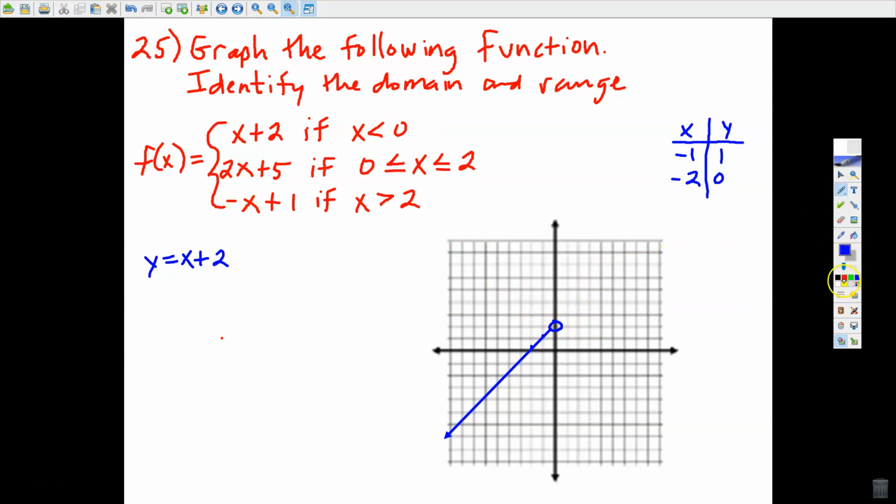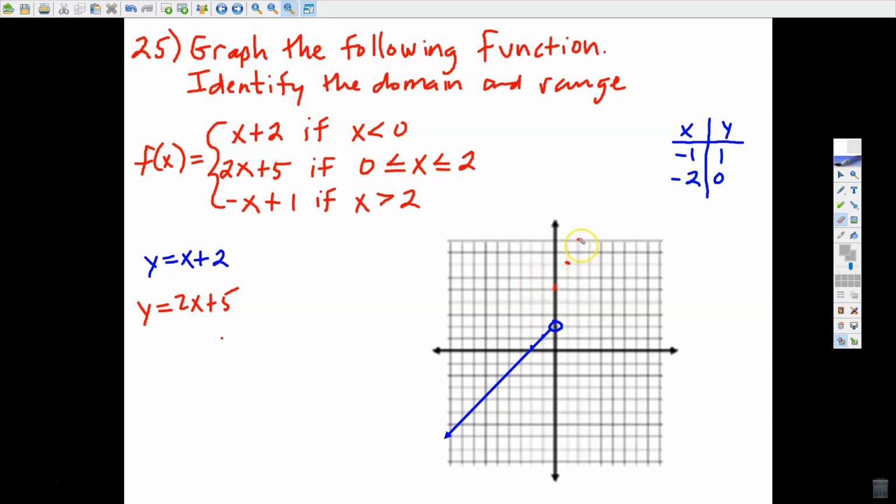We'll do this one in red. Let's graph y equals 2x plus 5. Okay, y-intercept 5. And a slope of 2, up 2, right 1. Or if you want to, down 2, left 1. And we would keep doing that if we were graphing the entire line. But according to this, we're only graphing the line for x coordinates that are between 0 and 2. Well, here is where the x coordinate would be 0. So anything to the left, I don't need these points.